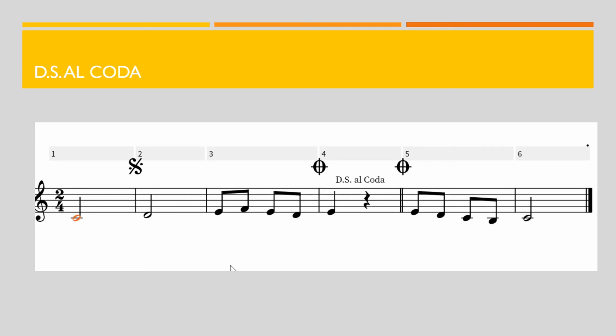This example uses DS, dal segno, which we already learned. It also uses al coda, which we just learned about in the previous example. The coda is the tail, the ending section. So notice here, we start at measure 1, sing measure 2, measure 3, and measure 4. We stop at this thin double bar line and go back to the sign, DS, dal segno. Starting at measure 2 and then sing measure 3. When we get to this coda symbol, we skip and go to the end and sing measures 5 and 6. This is how it sounds.